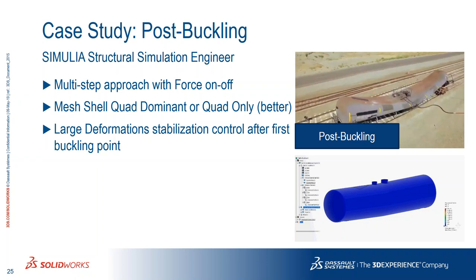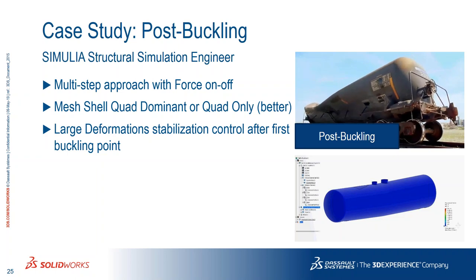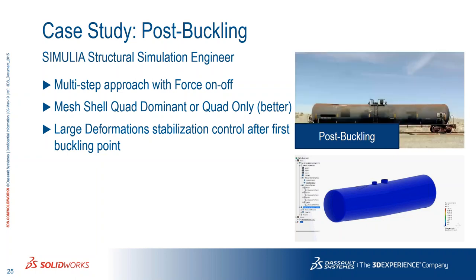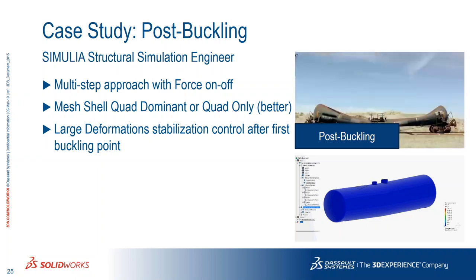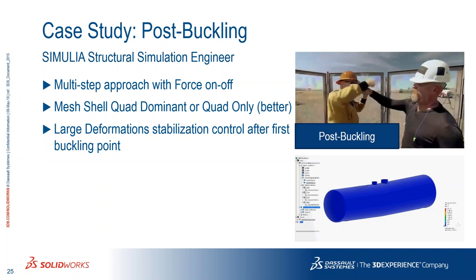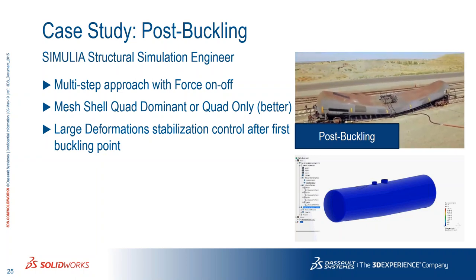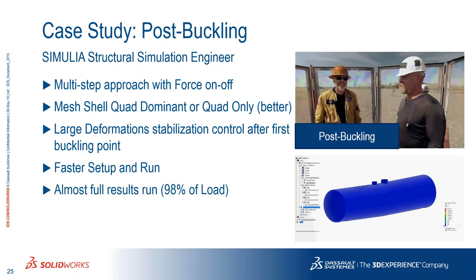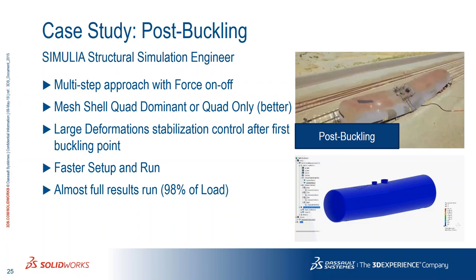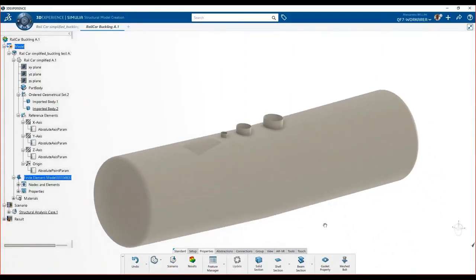So here I realized after the first round, in the same way as the simulation was blocked, stopped at 50%, that I could use the stabilization, and the stabilization helped me to get the final results. So with the faster setup and run, I reached 80-90% of the load, very, very handy. So here in Structural Simulation Engineer, let's see, first of all, the mesh.